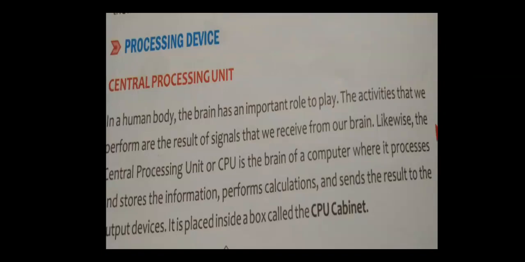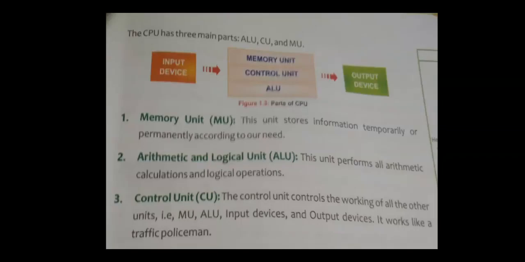Processing unit. There is only one device in the processing unit, that is called the CPU. It is called the brain of the computer. It is responsible for all the work in the computer system. All the devices are attached to the CPU. There are three parts of the CPU: memory unit, control unit and ALU. Input device and output device are outside of it.